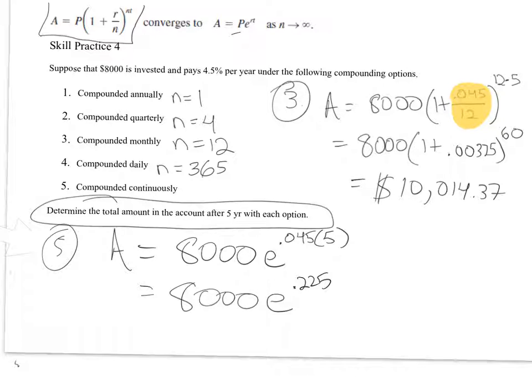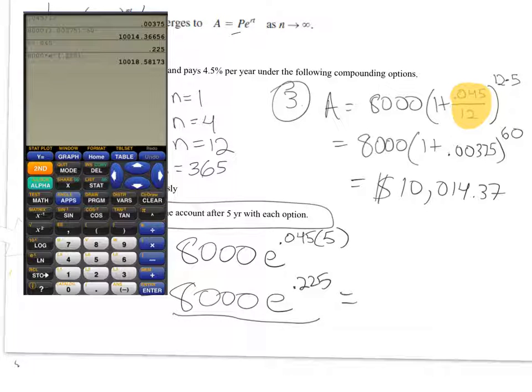Good. So there is our product when we multiply that. All right, so let's go ahead and finish this off. So let's polish this off. Go ahead and plug this whole thing into your calculator. All right, so I'll do it with you. And it looks like we are getting $10,018 and 58 cents.